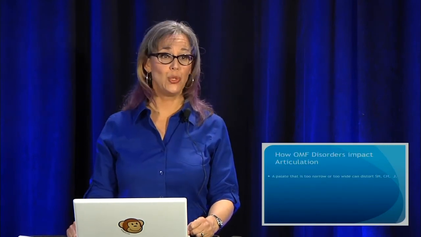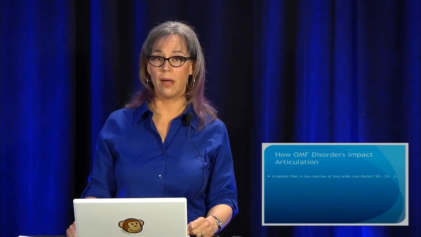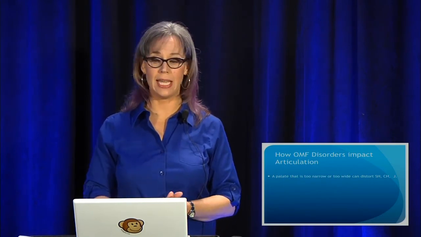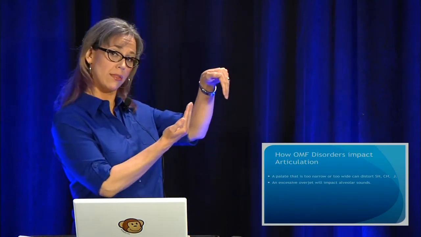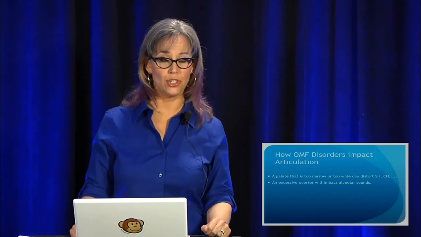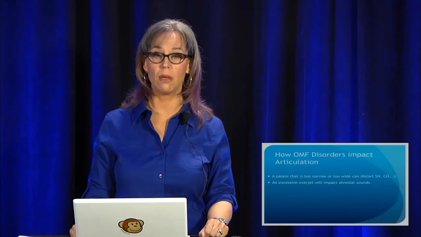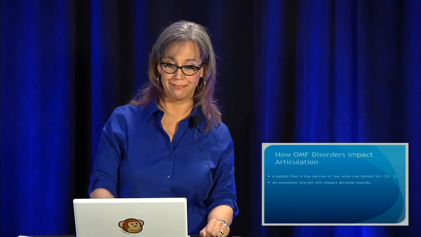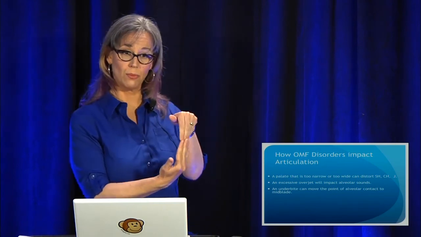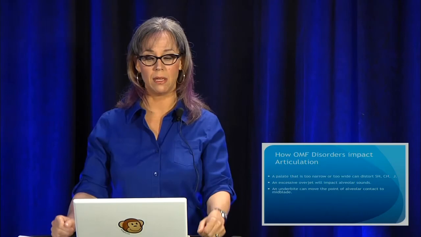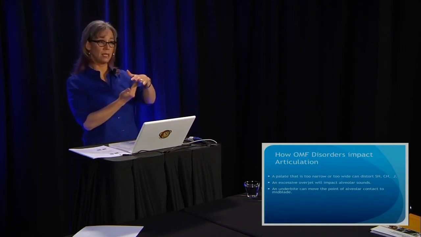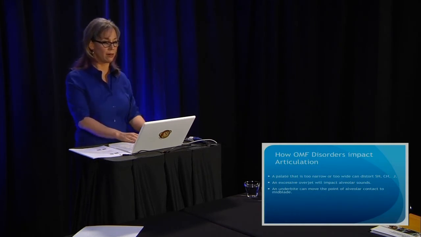A palate that is too narrow or a palate that is too wide will impact SH, CH, and J. An excessive overjet, that horizontal relationship between the top teeth and the bottom teeth, will impact alveolar sounds. An underbite, when the bottom teeth exceed in the space between in front of the top teeth, will move the point of contact to alveolar sounds. It'll either move the way the tip operates up into the alveolus, or it'll create contact further back on the tongue.